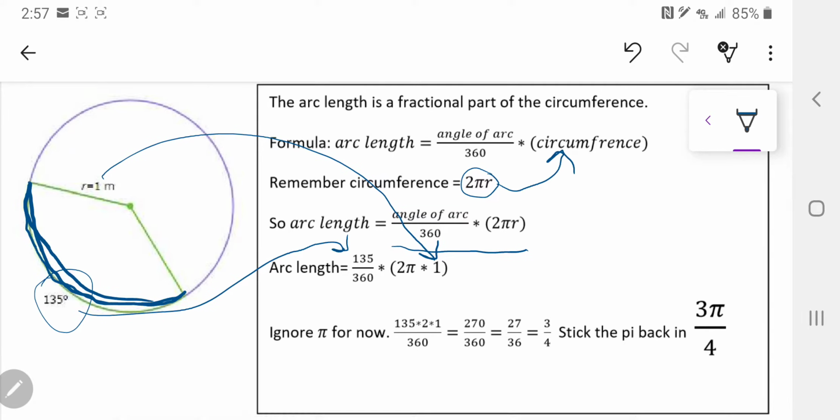So what you have to do is ignore pi for now. Just pretend it's not there. Multiply 135 times 2 times 1 and put it on a fraction with 360 on the bottom. 135 times 2 is 270 times 1 is still 270, over 360. An easy way to reduce these is the zeros cancel out. So you get 27 over 36, which if you reduce is 3/4.